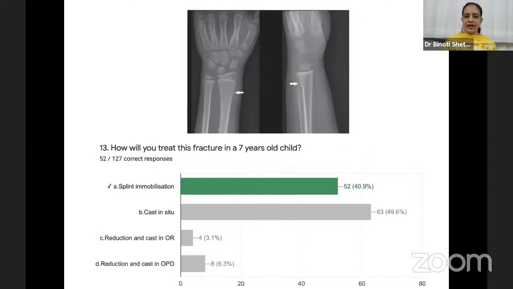How will you treat this fracture in a 7-year-old child? Splint immobilization, cast in situ, reduction and cast in operation theater, or reduction and cast in OPD? So this is a low energy torus fracture, and the correct answer is A, splint immobilization, and 40% have got it right.